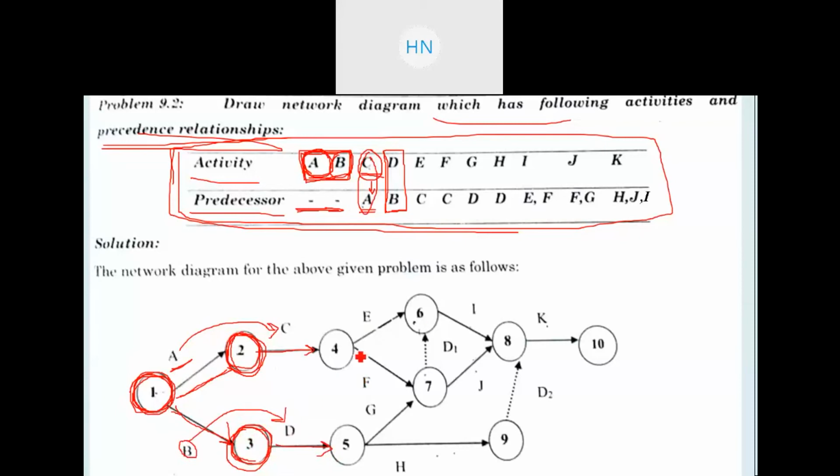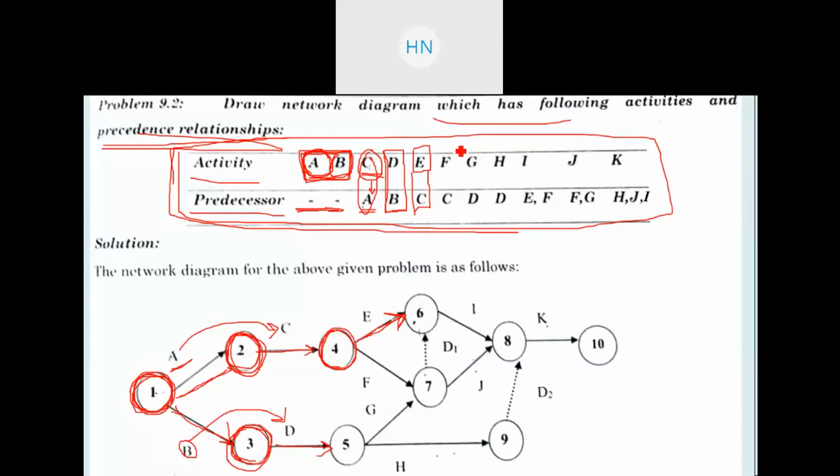Then look for one more, that is activity E. It has the predecessor activity C, meaning after C happens E can happen. So from the C activity we are adding one more event, or node, that is event number 4, and from event number 4 we get one activity, that is E, right? Right now we are adding only one activity, that is activity E, right?